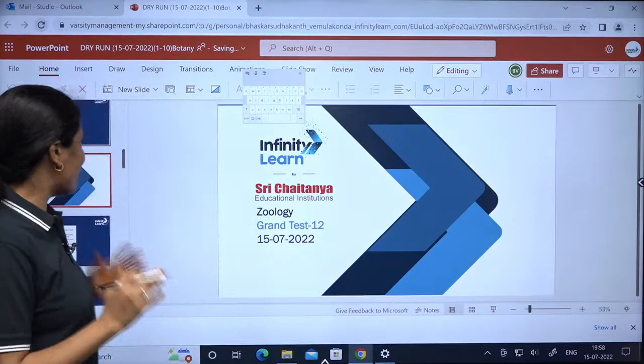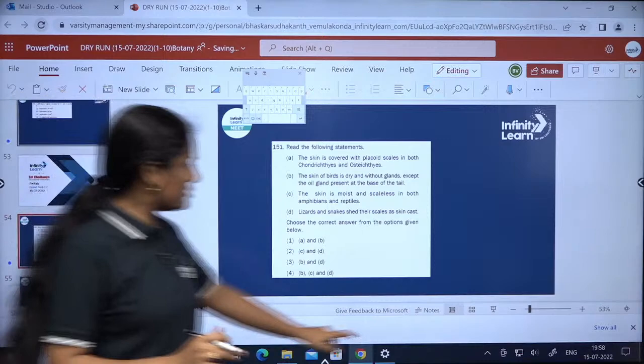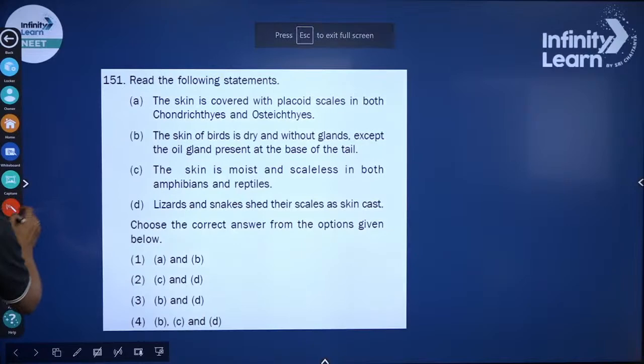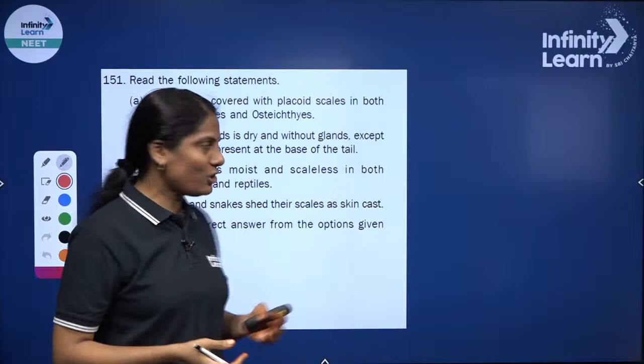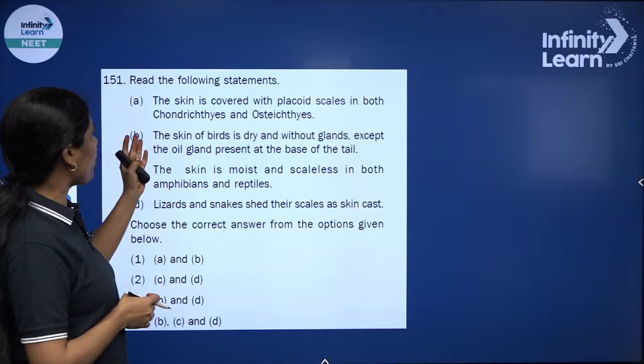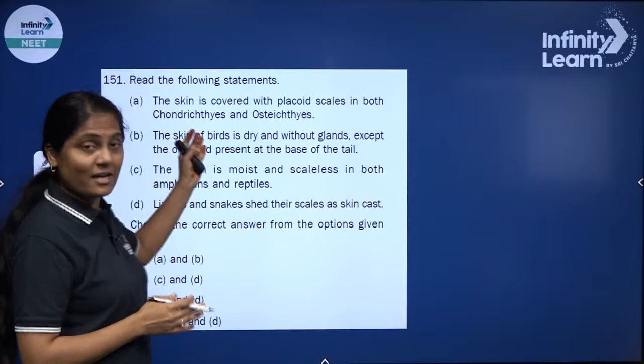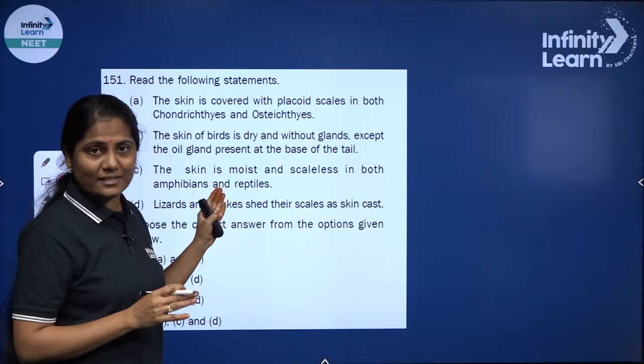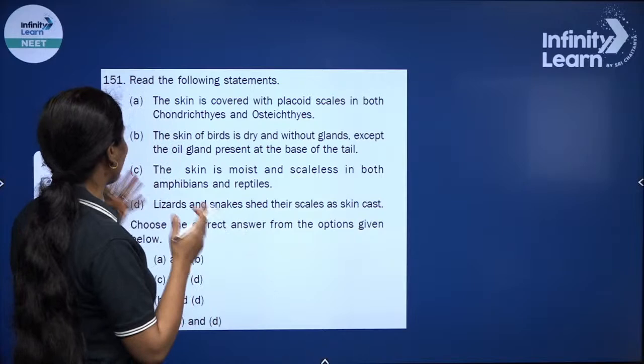Let's go ahead with our zoology part. Okay, the first question, here it goes. Read the following statements. The skin is covered with placoid scales in both Chondrichthyes and Osteichthyes. Do you think so? It's the Chondrichthyes, the cartilaginous fishes, where we have the placoid scales. Osteichthyes, on the other hand, do not have placoid scales. It is the cycloid or ctenoid scale. So this is not the correct statement.